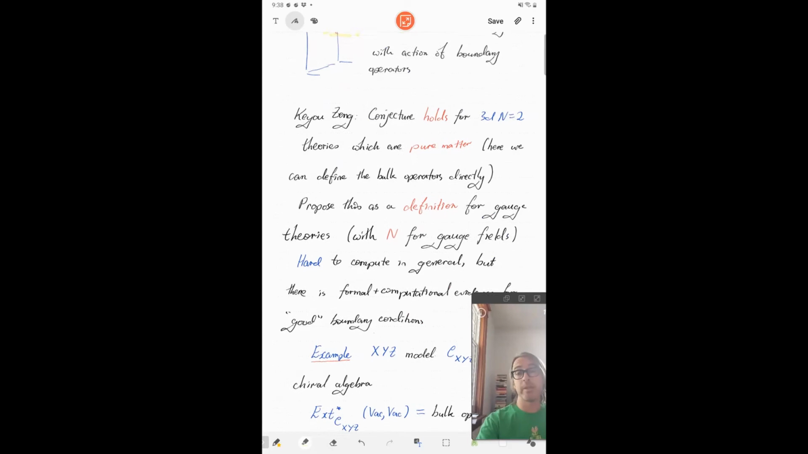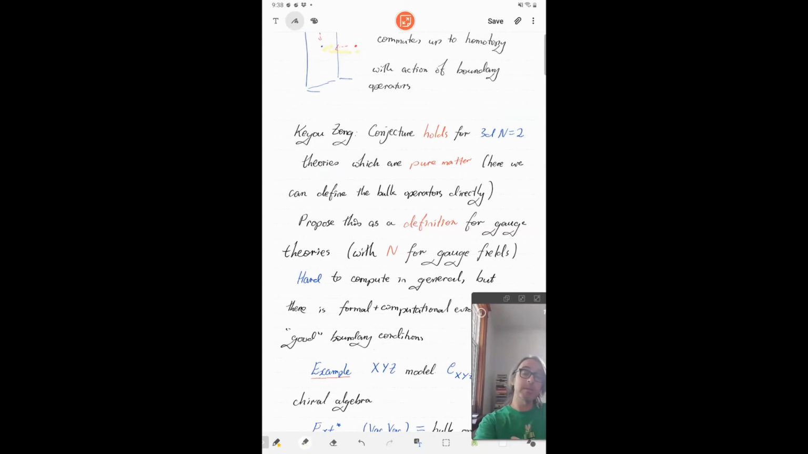The point is, in the case of pure matter, there are no bulk monopoles, so we don't run into this issue. We know what the bulk algebra is directly, we know what the boundary algebra is, and we can just compute both sides and check that they're isomorphic.